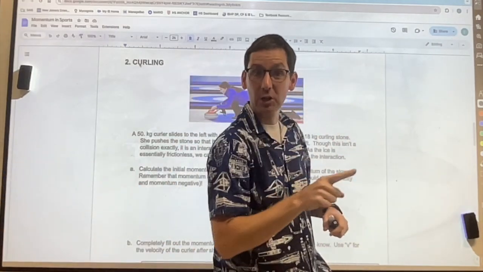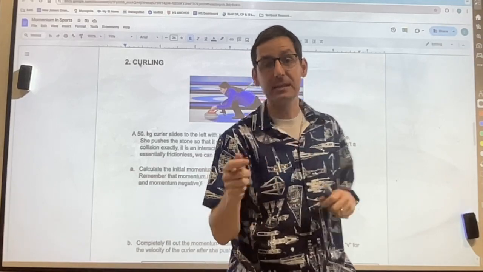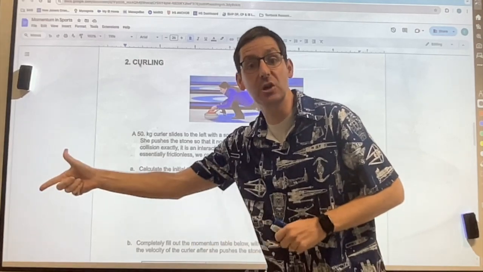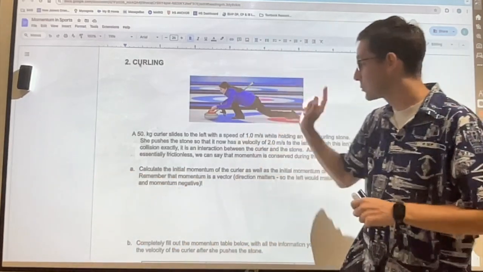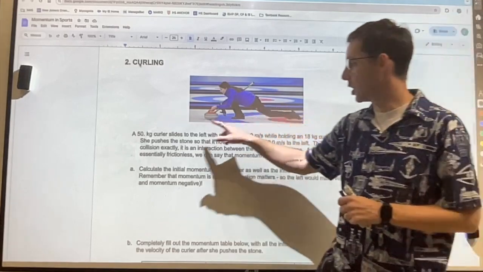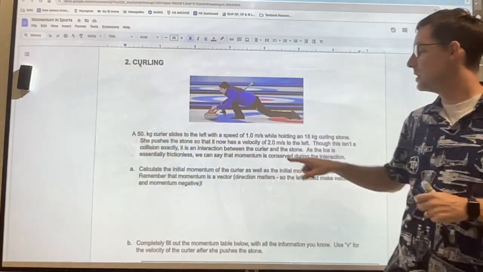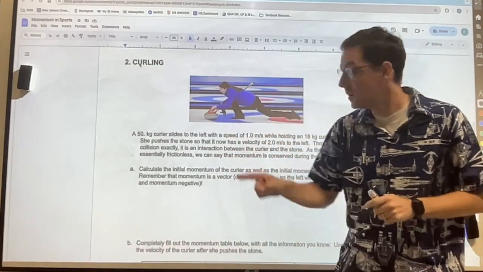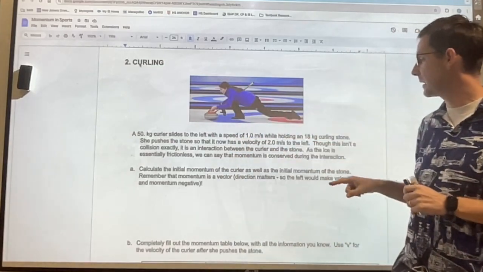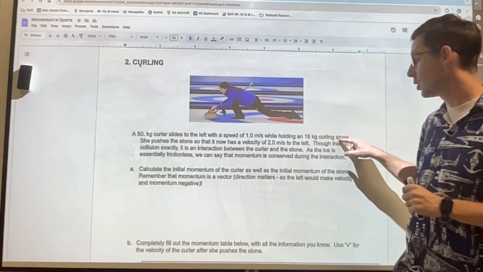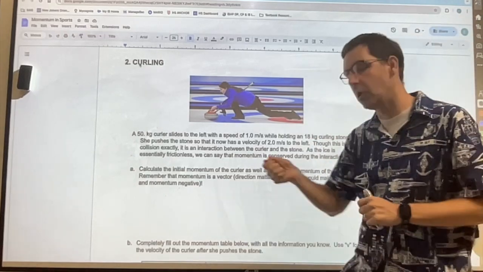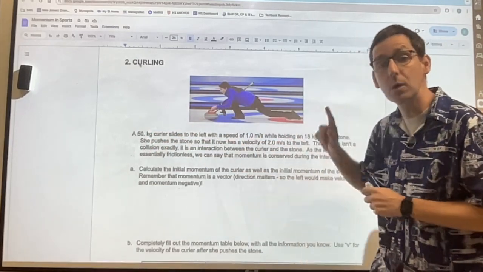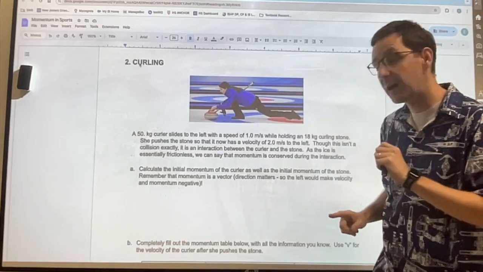That's the interaction we're going to look at right there, is what happens if her and the stone are sliding together and then she pushes on the stone. All right? That's what we're looking at here. So we've got her, she's about 50 kilograms. She's moving to the left. Left is negative, okay, with the speed of 1 meter per second while holding an 18 kilogram curling stone. She pushes the stone so that it's now going a little faster. The stone is now going 2 meters per second to the left.